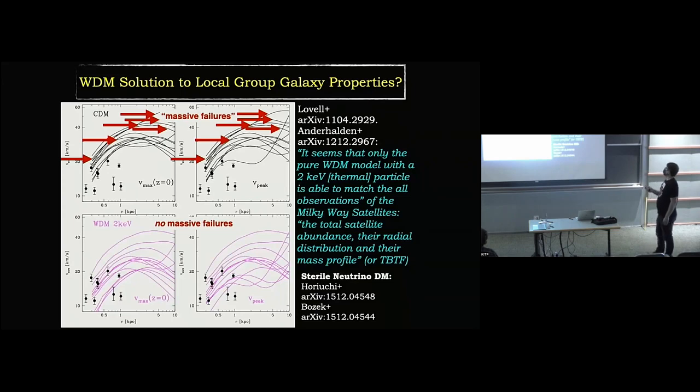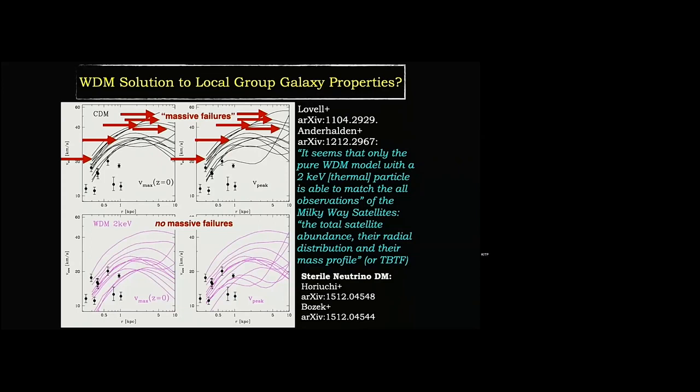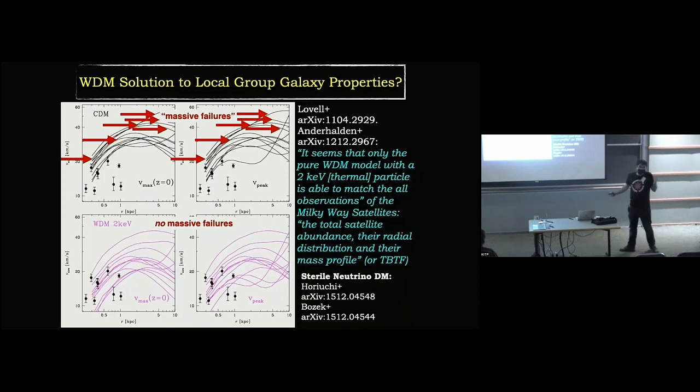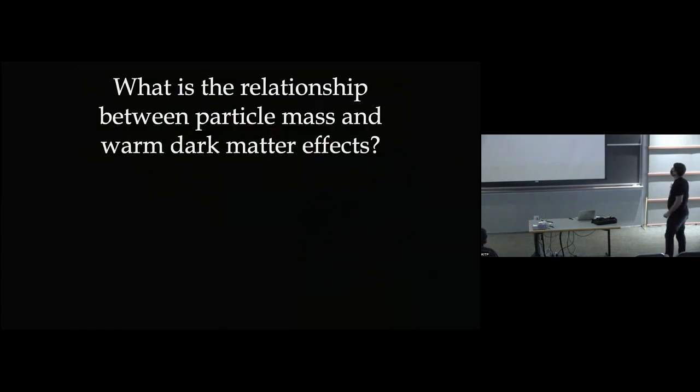And in fact, this is put pretty firmly by Anderhalden and company, University of Zurich group, that a 2 keV thermal particle is able to match all of the observations, including their radial distribution, total satellite abundance, and their mass profile. However, this isn't the case anymore. You don't get the number right, and we'll talk about it more. So there was interest, and I would say that the interest has waned, largely because in 11 years, the arising of hydrodynamic simulations that show that the star formation and supernova can blow out dark matter through its gravitational effects due to the large amount of star formation in the very center of galaxies.